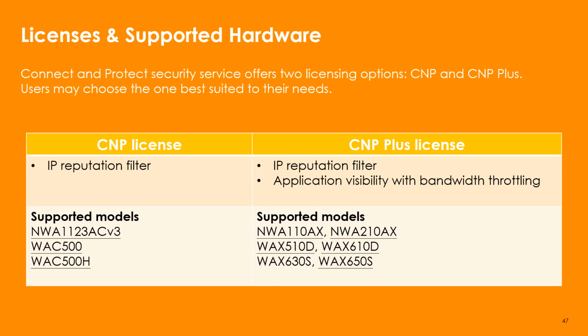And that, in addition to doing the IP reputation filter, allows us to do bandwidth throttling on an application basis. So you can bandwidth throttle certain applications. So, you may want to bandwidth throttle YouTube so the maximum bandwidth is only a 480p stream, so you don't have people using up your corporate bandwidth for 4K streams, for instance. So that works in our sort of more higher end models here, basically our Wi-Fi 6 and up models, the 110AX, the 210AX, the 510, 610D, the WAX 630S, and the 650S.